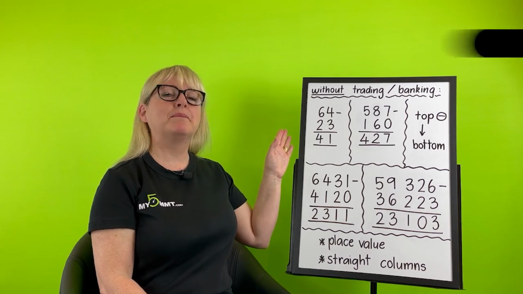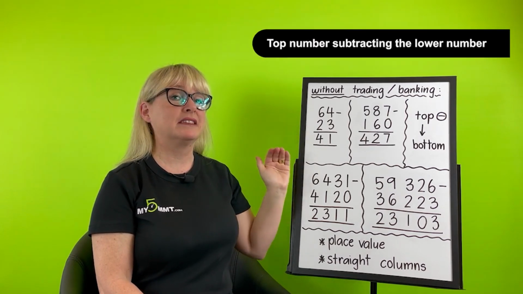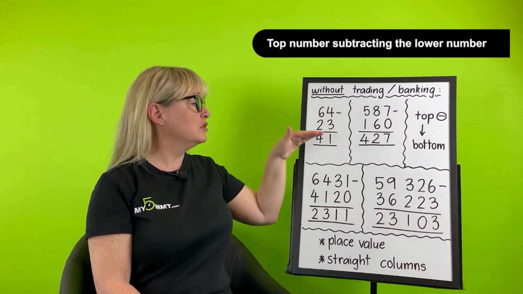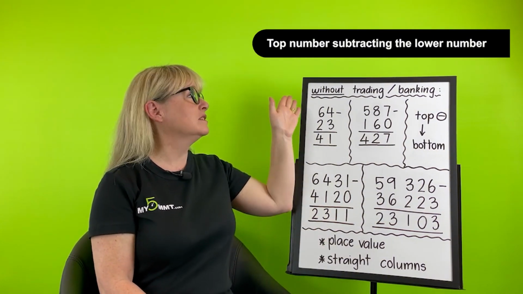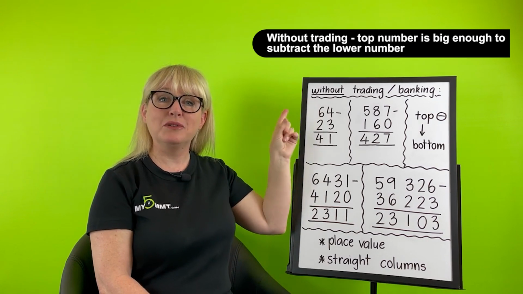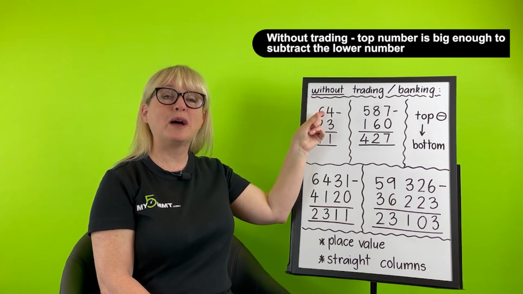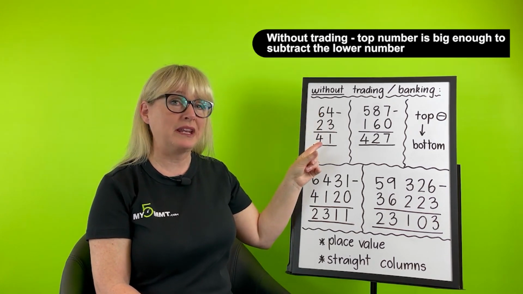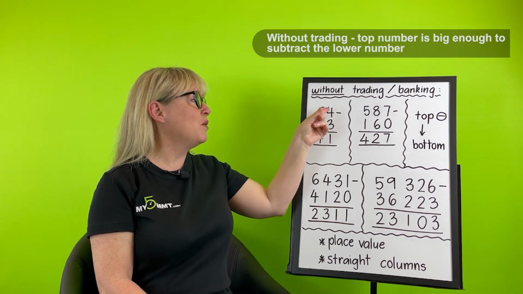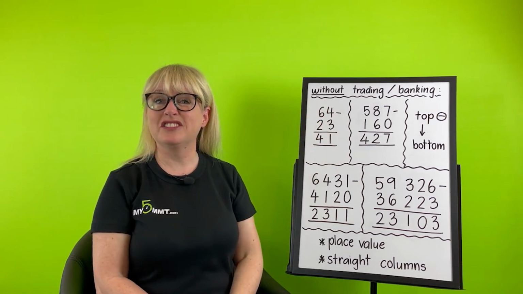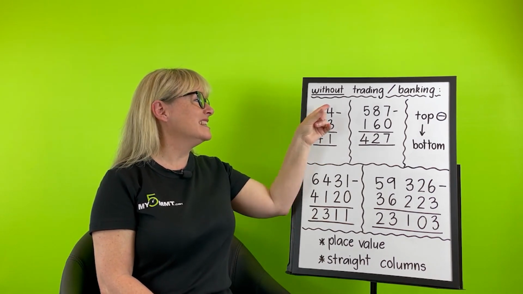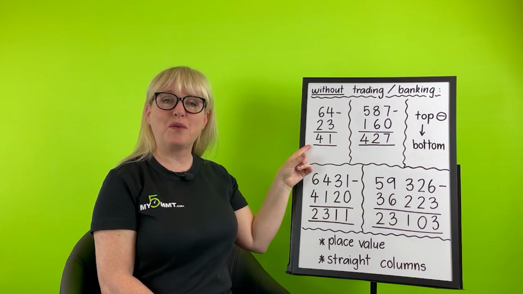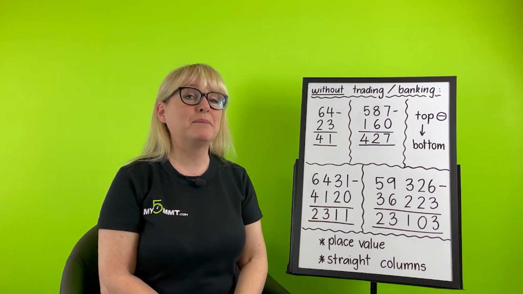We're always thinking about the top number subtracting the lower number, and we use two lines to write our answer in. Now this whole board is looking at without trading because my top number every single time is big enough to subtract the lower number from. When I say 4 take away 3, I can actually do that and I get 1, and that's where I write my answer.